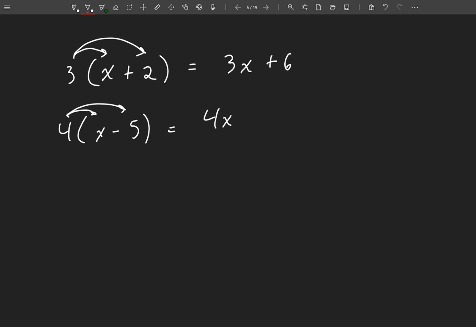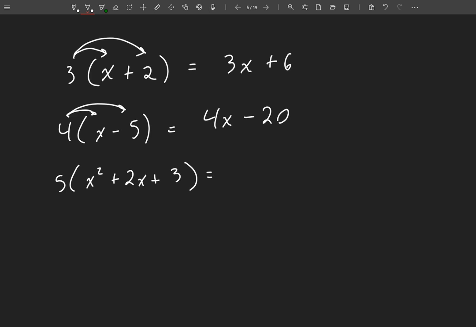Anyway, probably don't need to get down into that. So 4 times x is 4x. 4 times negative 5 is negative 20. And that's it. You can also do this with larger groupings of things. Let's say I have 5 times something larger. Let's say, I don't know, this. It doesn't matter how many terms are inside this thing. If you've got something on the outside, you're just going to multiply it all the way through. It doesn't matter how many there are.